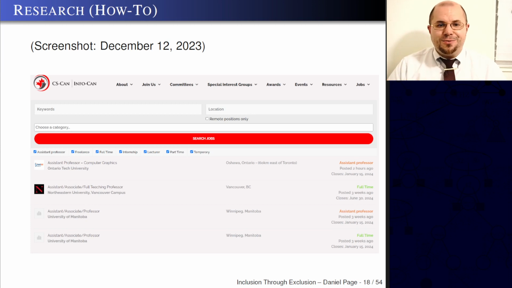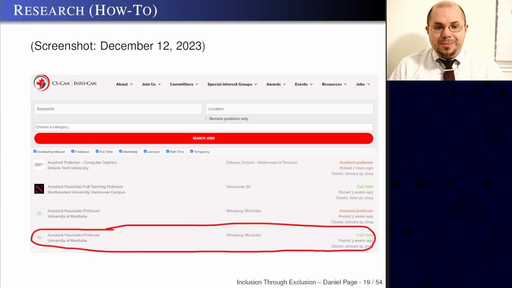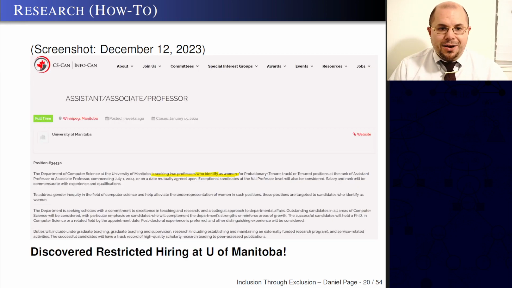Here's a screenshot of CSCAN from the 12th. What I do is I go through the list. I see, oh, look, there are some new ads here. So maybe I'll click on the one for University of Manitoba that was posted, say, three weeks ago. Okay, it's assistant associate professor. That's what the title says. I didn't say it wrong. That's how the title is. It says that the Department of Computer Science at the University of Manitoba is seeking two professors who identify as women. Notice they give a very similar reason to the University of Regina ad in their advertisement. But notice that this is restricted hiring. So look at that. We discovered restricted hiring at University of Manitoba.